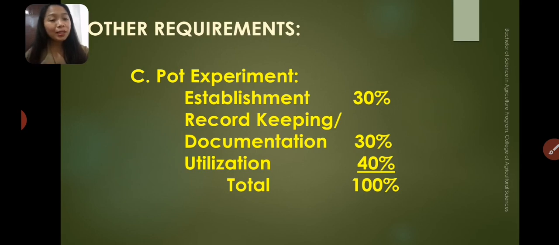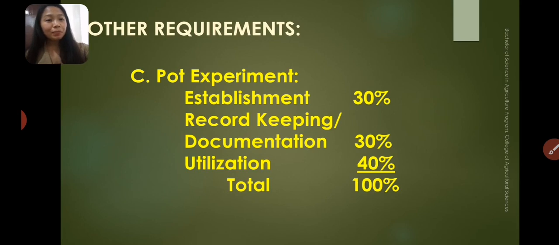What I mean about utilization is that I would like to see the result of your pot experiment, and I would like you to utilize the result in your discussion, explaining why that certain result came out. You really have to explain that during your discussion, and you have to cite certain articles that will support your answers.